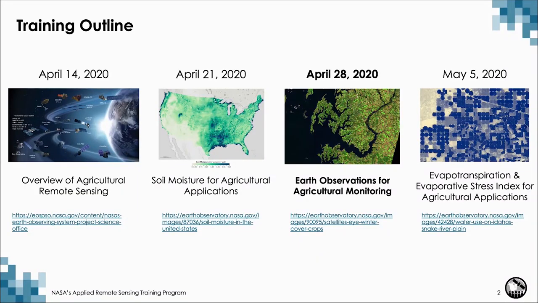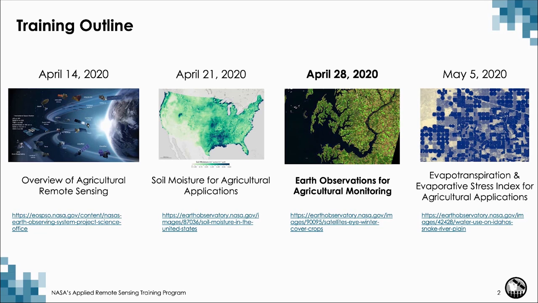In part 1 of the webinar series, we provided a history of Earth observations for agriculture, and highlighted satellites and sensors and their applications for agriculture, as well as how to access these data products. We discussed the caveats and limitations of remote sensing, and introduced the NASA Harvest program.